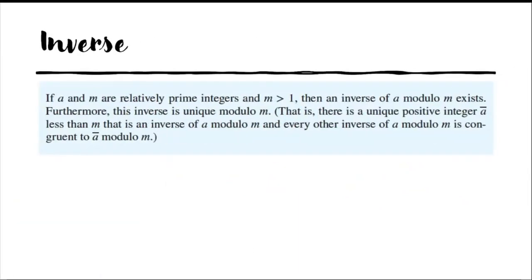Now for inverses, if A and M are relatively prime, meaning the GCD of A and M is equal to 1, then the inverse of A modulo M exists. So you need to have GCD equal to 1 in order for the inverse to exist. Any questions here?